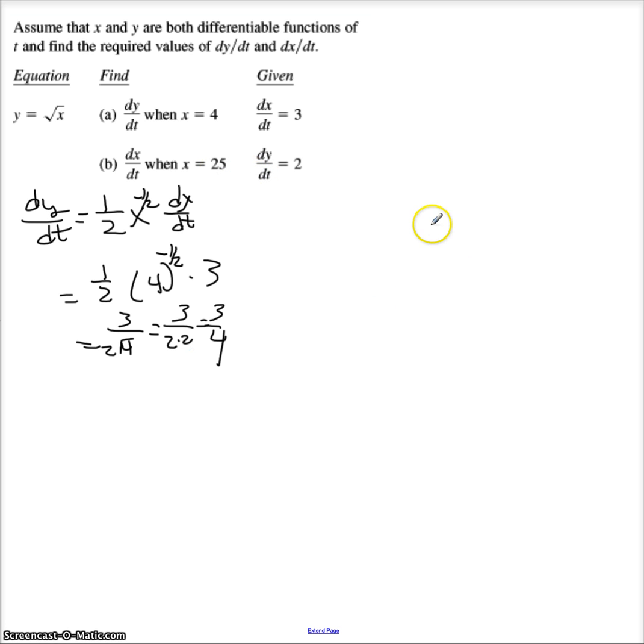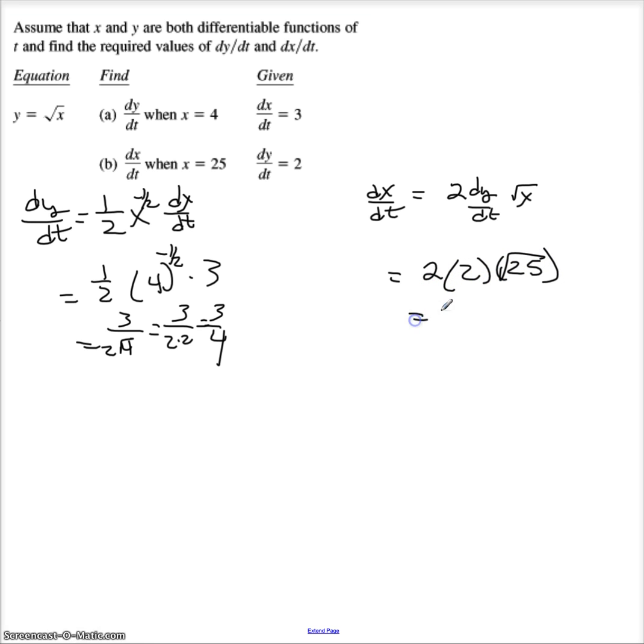For part B, I need dx/dt when x is 25 and dy/dt is 2. So I'm going to solve this right here for dx/dt. So dx/dt is 2 dy/dt times the square root of x. So this is going to be 2, dy/dt is 2, and the square root of x is 25. So this is 2 times 2 is 4, times 5 is 20.